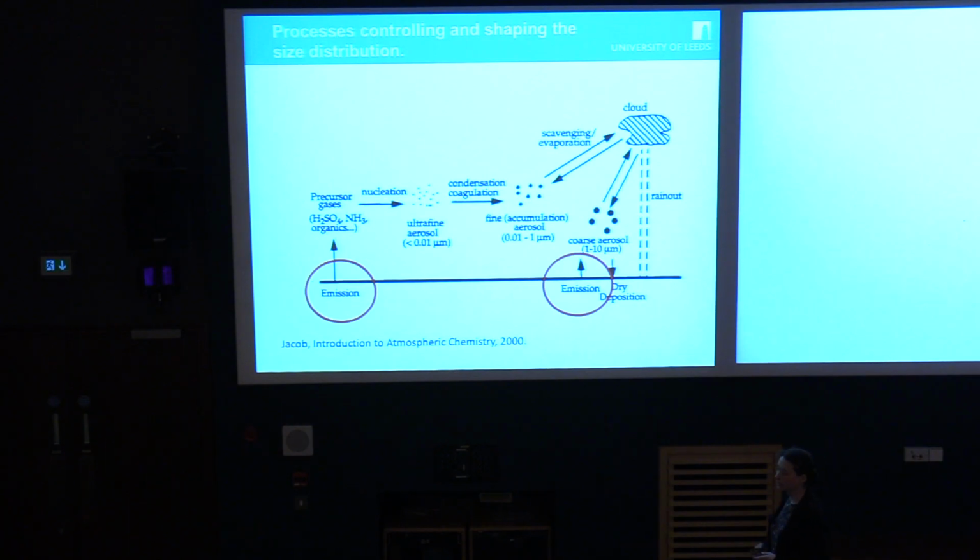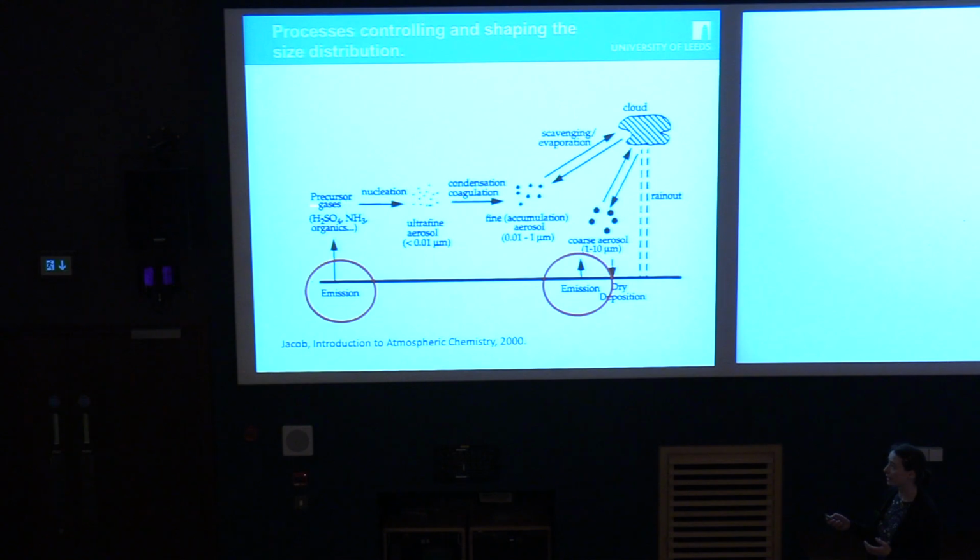So this diagram here summarises the key processes which control and shape the aerosol size distributions. It's from a textbook, so it's got that textbook air to it, and it shows the main processes. The first one I'll talk about is emission, following on from Marcus. You can either have emission of gas phase species, which then go on to form aerosol in the atmosphere, or you can have the direct emission of aerosol particles.